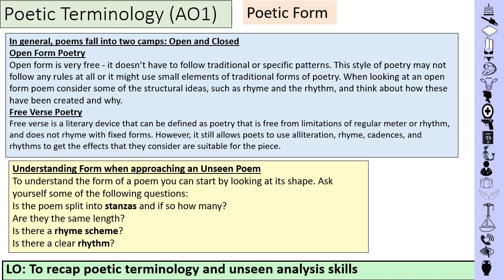So free verse poetry. Free verse is a literary device that can be defined as poetry that is free from limitations of regular rhythm or meter and does not rhyme with fixed forms. However, it still allows poets to use things like alliteration and rhyme and cadences and rhythms to get an effect that is suitable for their piece, but in general the rules are very free. There isn't anything as rigid as the odes and the villanelles and the sonnets.